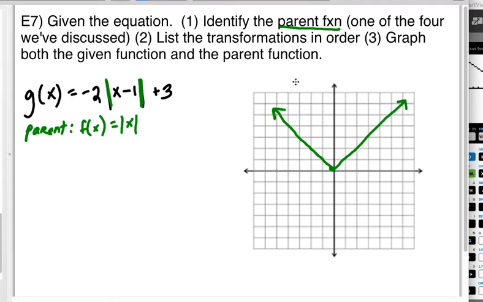All right, there's my original. So I'm just going to call that f. That's my parent function. That's the first thing I was asked: what's the parent function? The parent function is absolute value of x. Second, list the transformations in order. So now this is tricky.